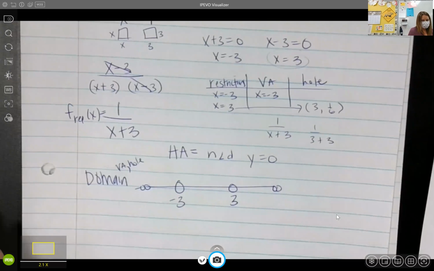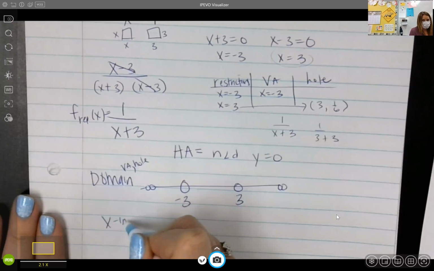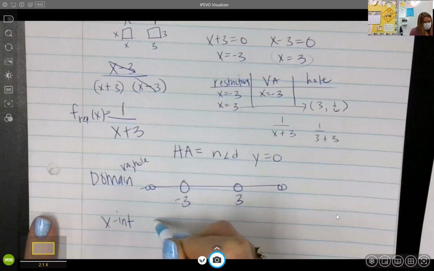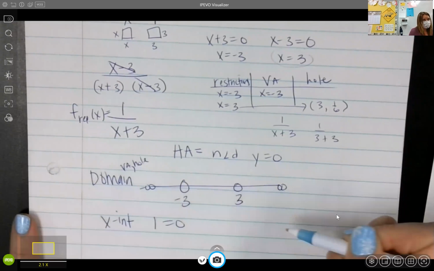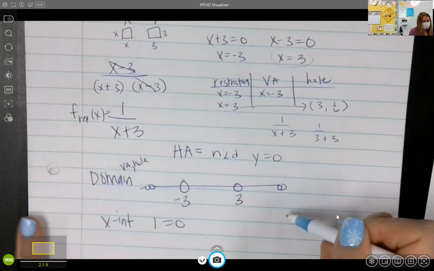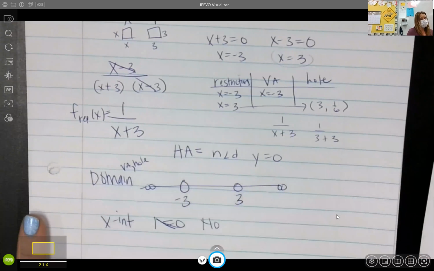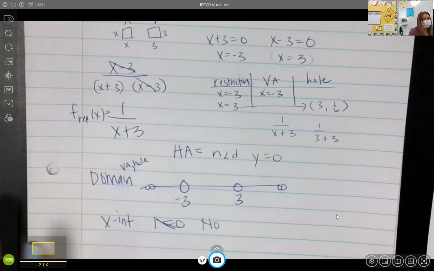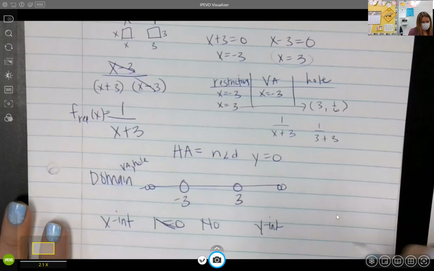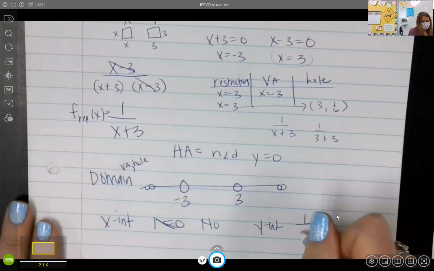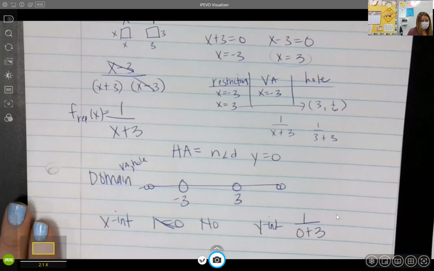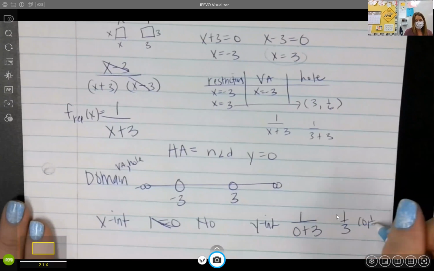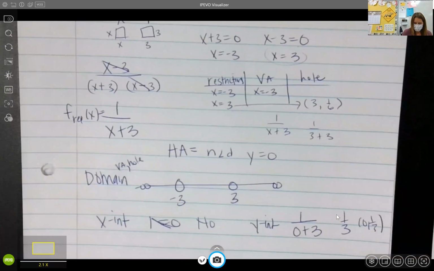All right, x-intercept. What do we do for the x-intercept again? Top equal to 0. Does that work? 1 doesn't equal 0, so there is no x-intercept, okay? Y-intercept, what do we do? Plug a 0 in for your x, 1 over 3. So the y-intercept is 0 and 1/3. Go mark it on your paper.